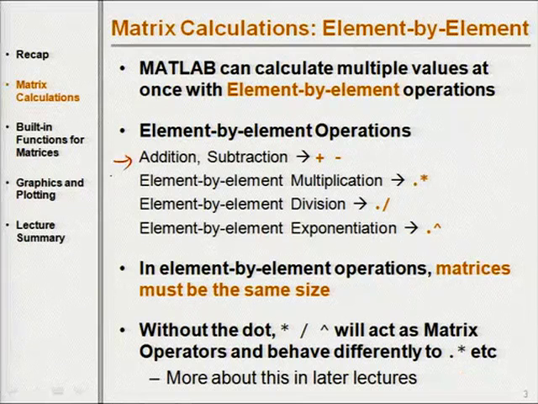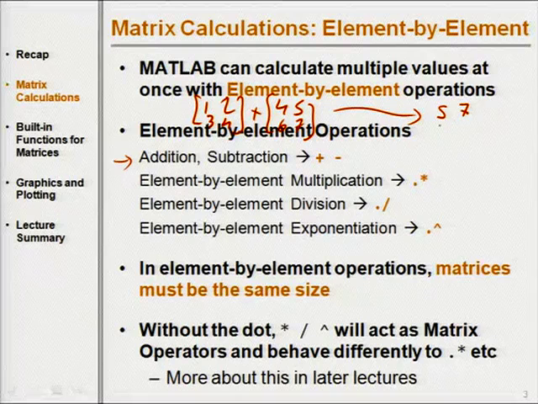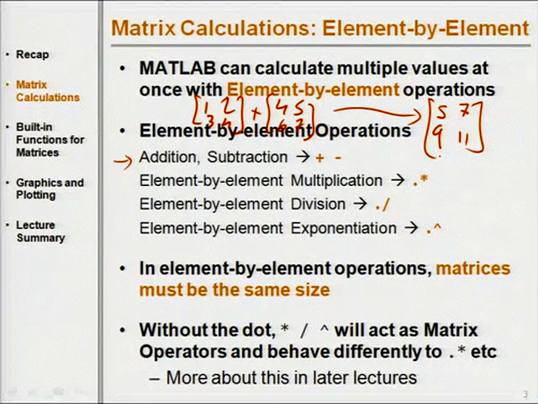So if you have 2 matrices, let's say you have a matrix 1, 2, 3, and 4, and you add that to 4, 5, 6, 7. That will give you 1 plus 4, 5, 2 plus 5, 7, 3 and 6, 9, 4 and 7, 11. So this is your basic addition and subtraction.